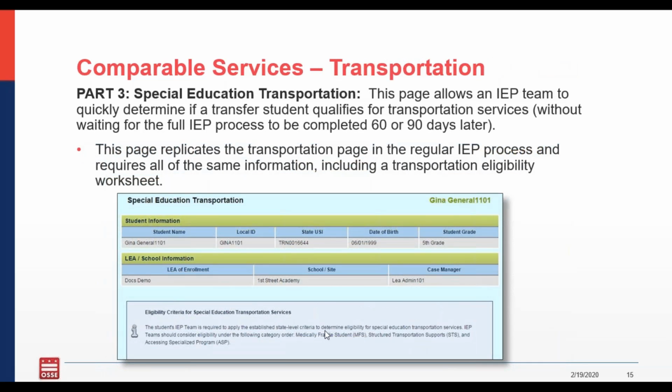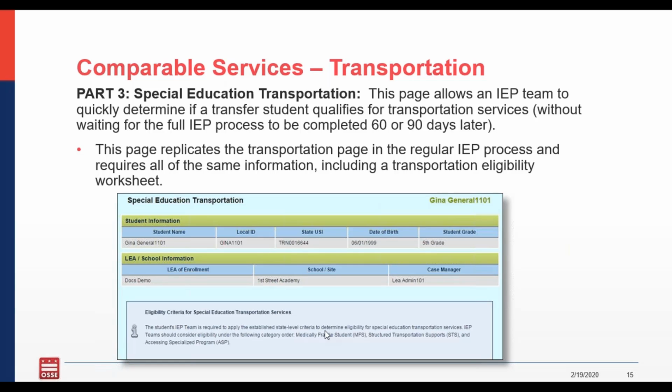Part 3 of this process is for transportation. So the IEP team will determine if the student qualifies for transportation services. Even if the student received transportation in the state that they're coming from, they still have to qualify for transportation services in the district.